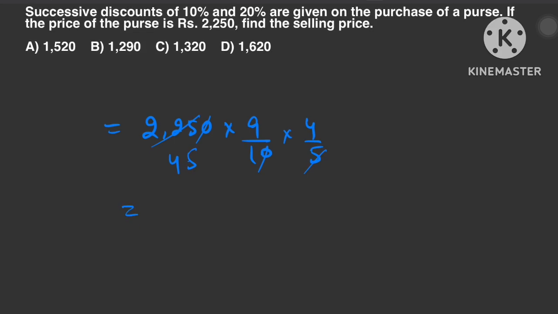If you multiply it, what we will get? You will get 36 into 45. So it will be 1620. So option D will be your answer.